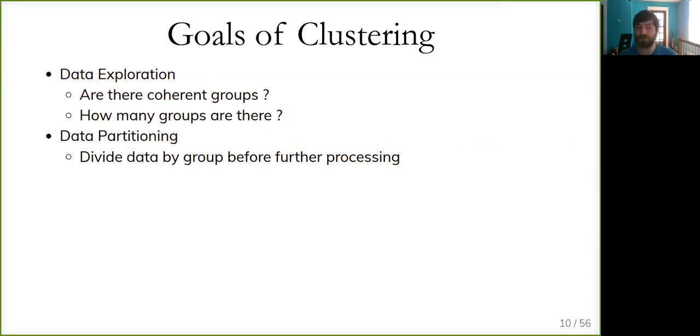So generally, if you assume that there are some subgroups and the structure within the subgroup is simpler, then you could run the clustering and then apply whatever algorithm you want to the subgroup.